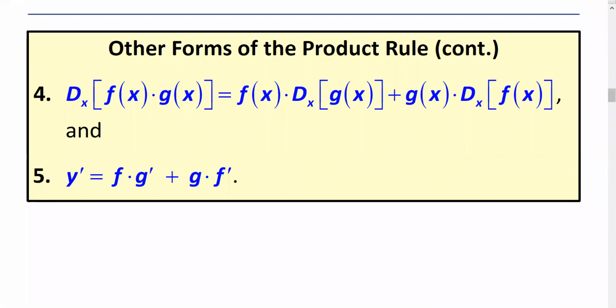In another form of the product rule, the derivative can be written using the notation D subscript x as the derivative of the quantity in the bracket with respect to x, where x is the independent variable.